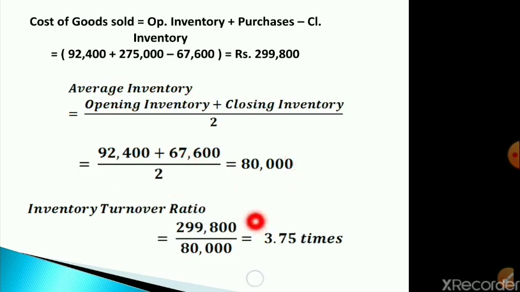Now just putting it in the formula, inventory turnover ratio is equal to cost of goods sold, that is 2,99,800 divided by average inventory, which is 80,000. If I divide this, our answer is 3.75 times. One more thing, all activity ratios or turnover ratios are generally expressed in times.